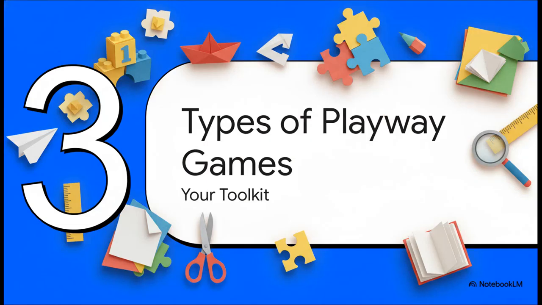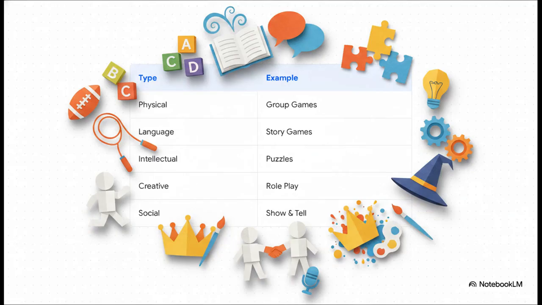Up next, Section 3, Types of Play-Way Games, your toolkit. So, what's in this toolkit? We've got 5 distinct categories. Physical games, like your standard group games on the field. Language games, maybe through story building. Intellectual games, think puzzles. Creative games, which are amazing for role play. And social games, like a good old-fashioned show and tell. It keeps your classroom transactions incredibly varied.